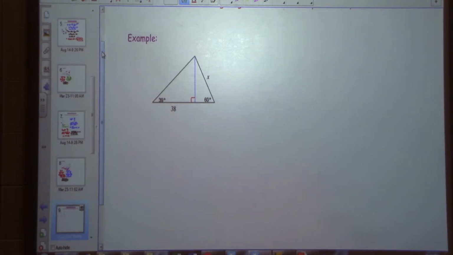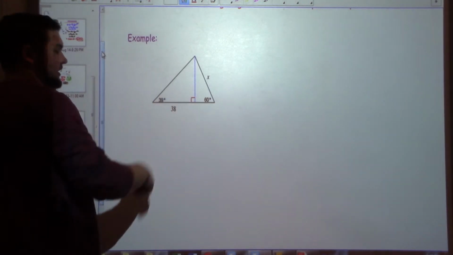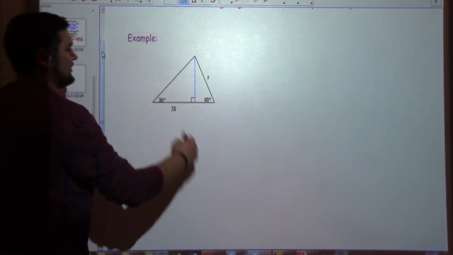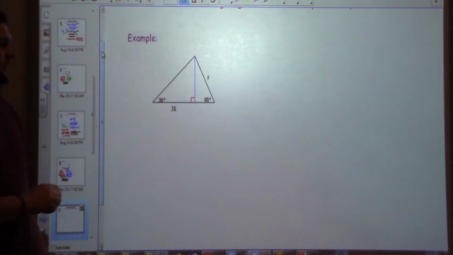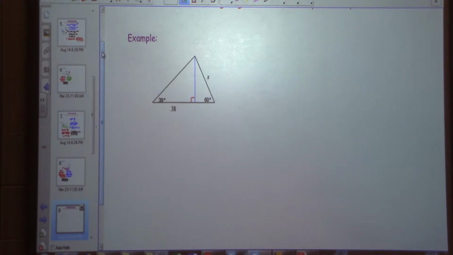Alright, we're given an angle over here. Given an angle over here. It's cut into two separate triangles. We're given the base of just one of the triangles. That 38 belongs to just that triangle on the left, that right triangle on the left. How can I solve for x? Tobias, what do you think?